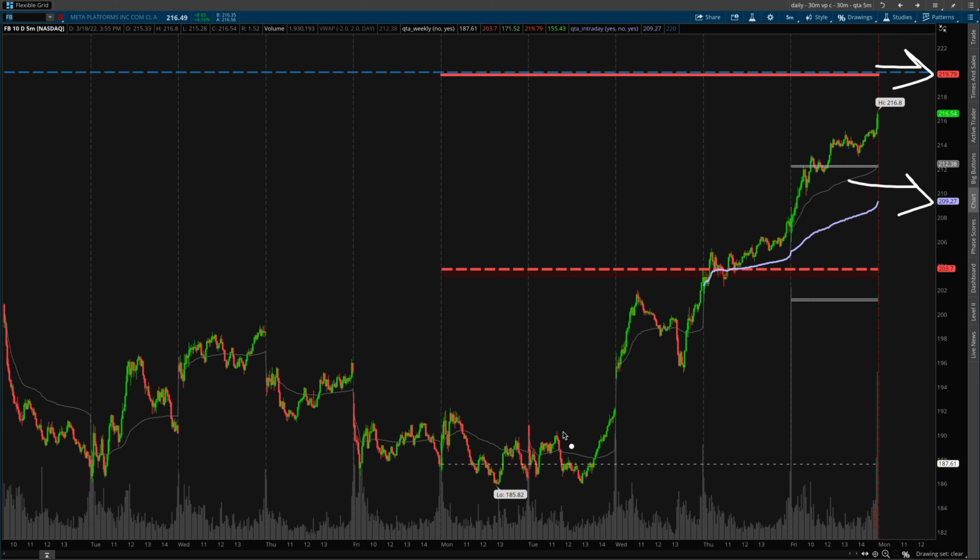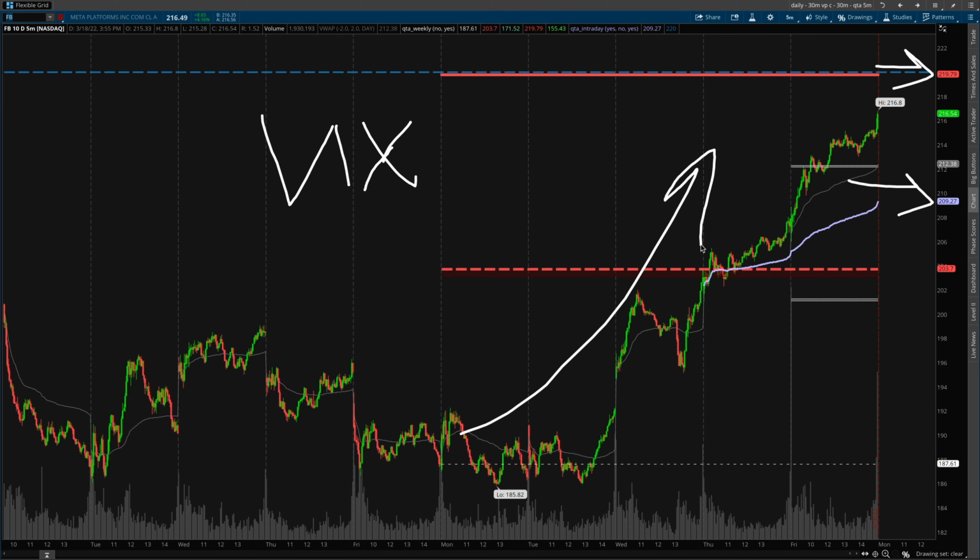because the only thing I was pretty sure of coming into this OPEX or before the end of the month was that the VIX was going to come down, because it's mean reverting. And if the VIX was going to come down, then the market was more than likely going to bounce, and it was going to want to balance itself out.